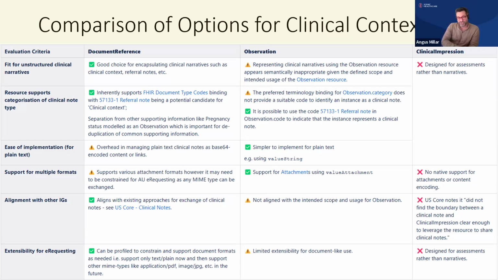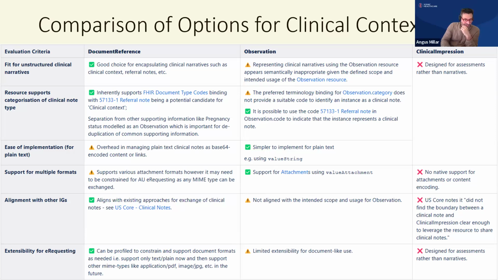On the right-hand side for observation, it's a little simpler for the implementers at least, because it literally is just plain text. So from the programmer, people have to look at these things. On the right-hand side, you could literally see the clinical note. On the left-hand side, you'd have to run it through a tool to see the clinical note.